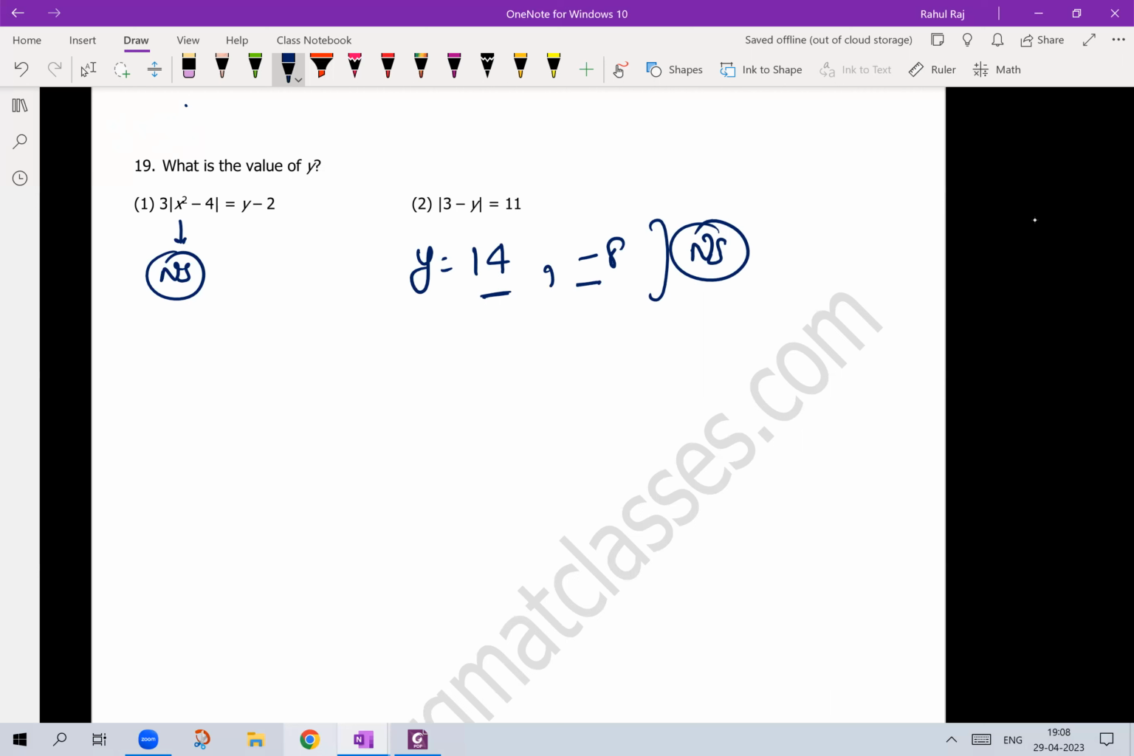What is the minimum thing that I can derive from option number 1? Tell me, can I say the left hand side value will always be positive and the minimum value of this will be 0?